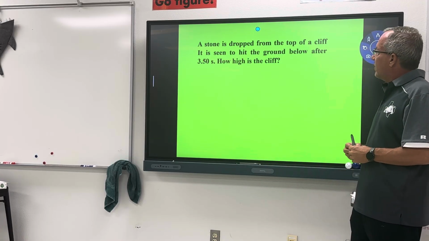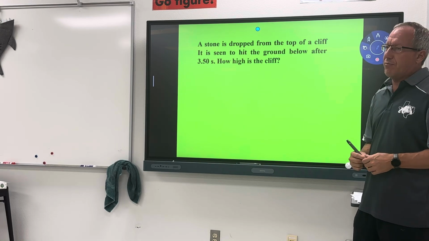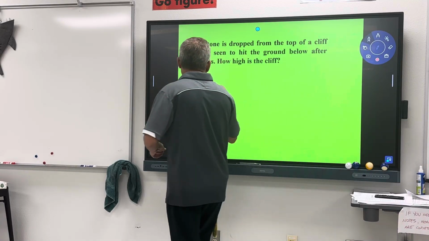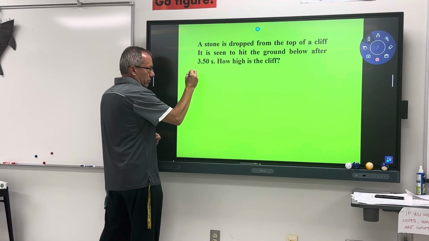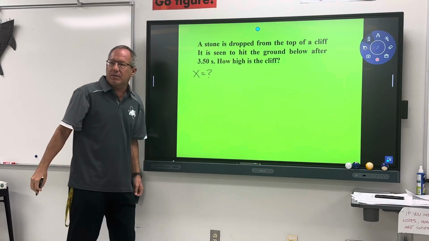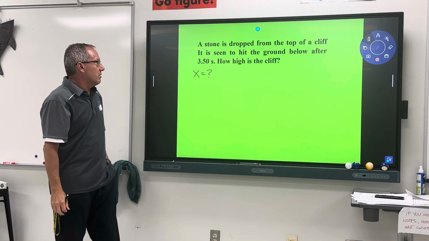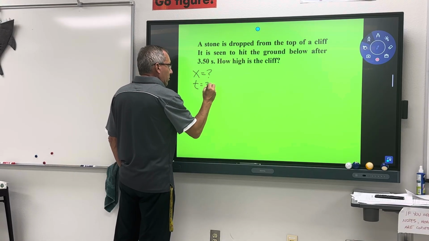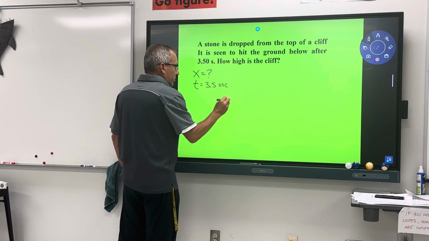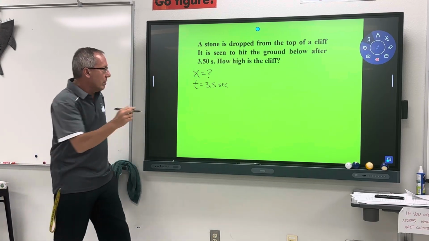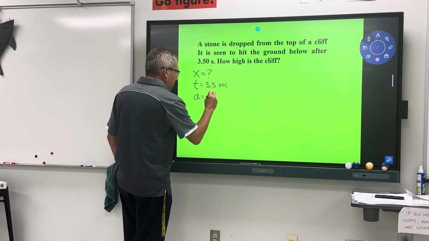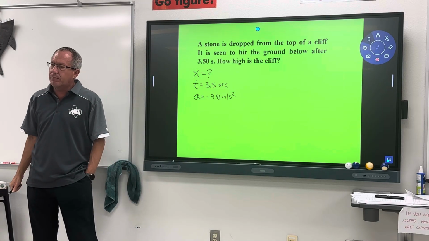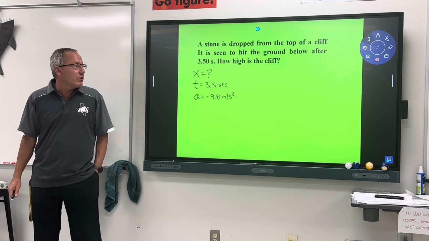A stone is dropped from the top of a cliff. It is seen to hit the ground below after 3.5 seconds. How high is the cliff? So what is this asking you to solve? Yeah, it's asking to solve for displacement, isn't it? Okay, and then let's list everything that we have given here. I see after 3.50 seconds, I have time equals 3.50 seconds. Cool, is that all we have? Yeah, now we're on Earth, so we also know that acceleration equals negative 9.8 meters per second squared. Cool, what's another given, or is that it? Yeah, our initial velocity is 0.